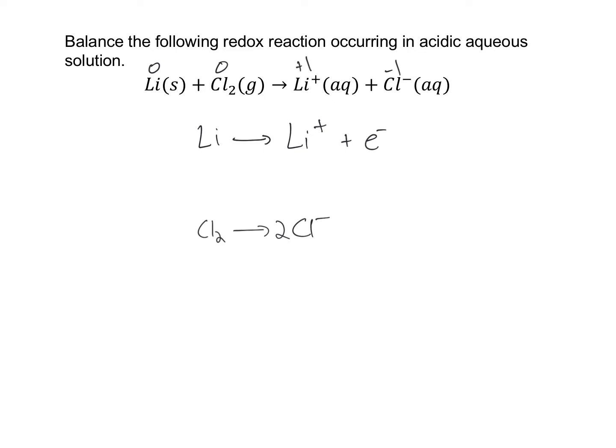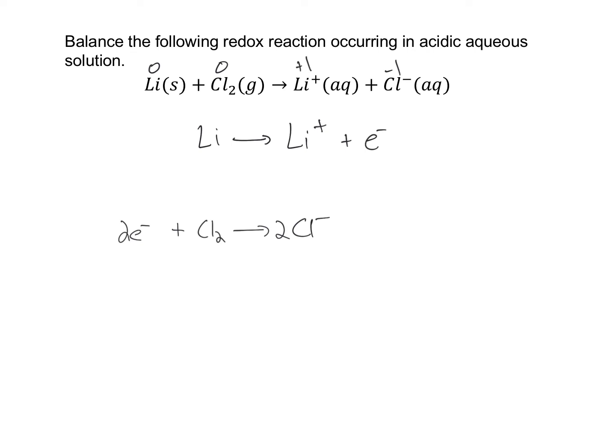Now I'll do the same thing for the reduction half reaction involving chlorine. I have a 0 on the reactant side, and on the product side, 2 times -1, so I have a -2. I need to make both sides equal to the most negative side, so I've got -2 and 0. What I need to do is add 2 electrons to the reactant side. Now the charge on the reactant side is 2 times -1, it's -2. Charge on the product side, 2 times -1, it's -2. And so that half reaction is balanced.